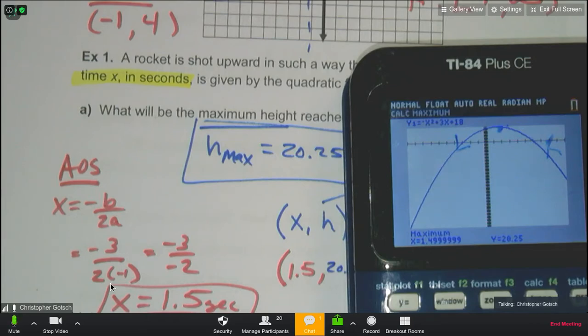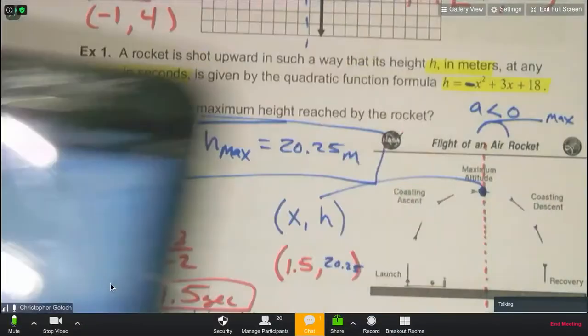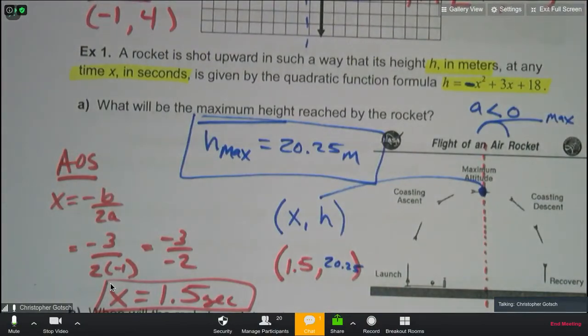Okay, so if I'm going to do this, this is the way I'm doing it. I'm using second trace maximum or min to find that vertex, and then I can get my x and y value. Okay, or x and h in this case. All right, questions, y'all?